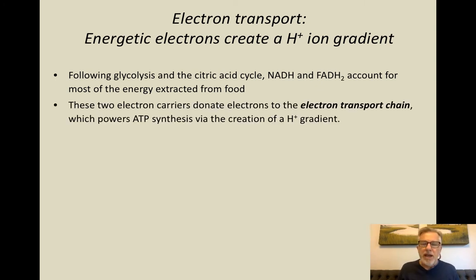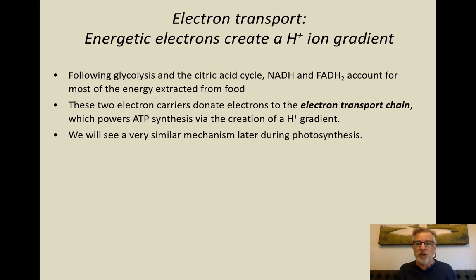These two electron carriers then are able to donate electrons to the so-called electron transport chain, and that in turn powers the synthesis of ATP, not directly, but by the creation of a hydrogen ion gradient, and then it's that hydrogen ion gradient that creates the ATP. So this sounds quite complex, and it actually is a bit roundabout. But we'll see that it's very manageable. And later on, when we look at photosynthesis, we're going to see a very similar mechanism.